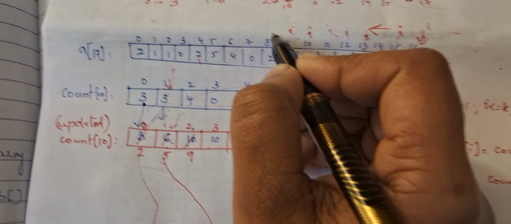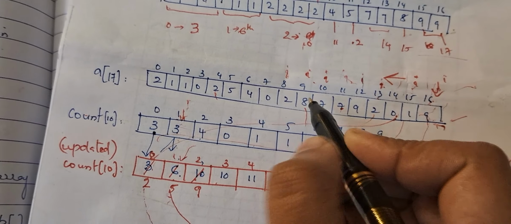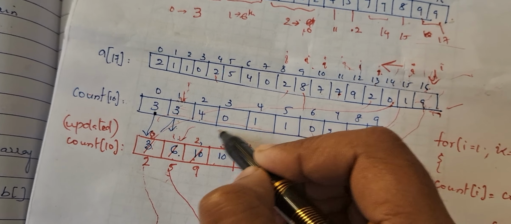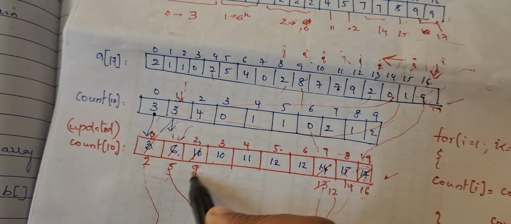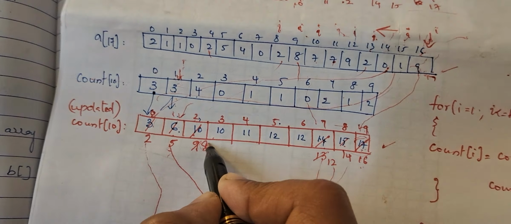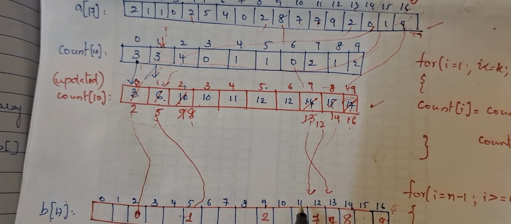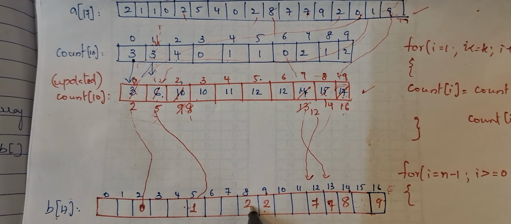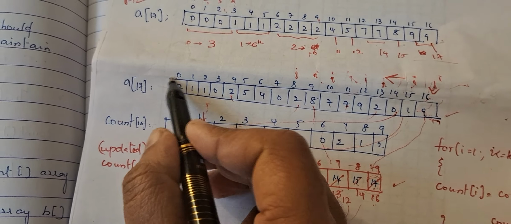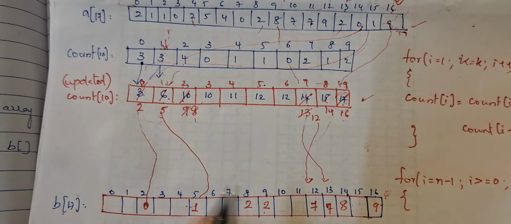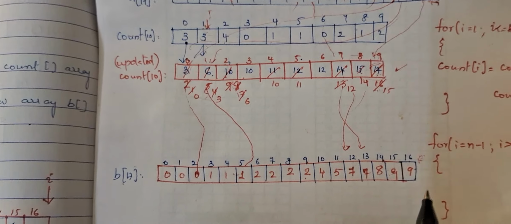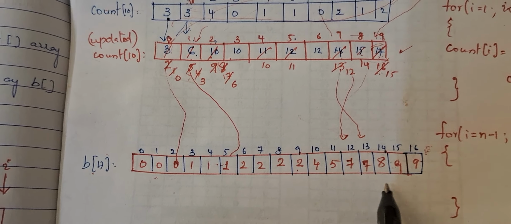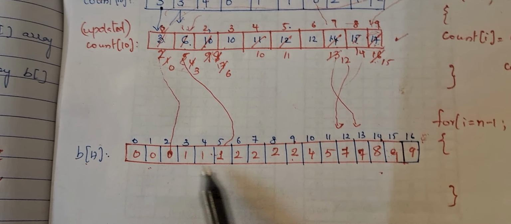Then again decrementing, I is equal to 8. A of I is equal to 2. Go to index 2, decrement the value by 1. That is 8, 9 becomes 8. Go to index 8 and store the value 2, the a of I value. Similarly, you need to traverse the array till a of 0. Then you will get the result here. So after traversing the complete array, you will get the final array like this. Now the array is sorted.